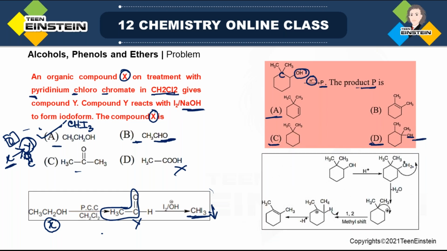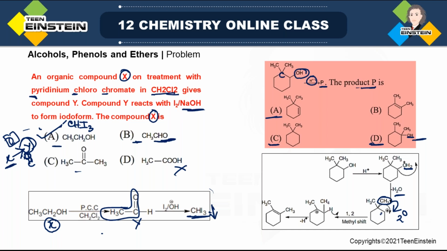So first OH is protonated. It is converted to OH2 plus. Water will be removed, and you get a carbocation. Now this carbocation is 2 degree. Is rearrangement possible? Yes, it is possible. What will happen? One of the methyl groups will be shifted to this position. We call it a 1,2 methyl shift.